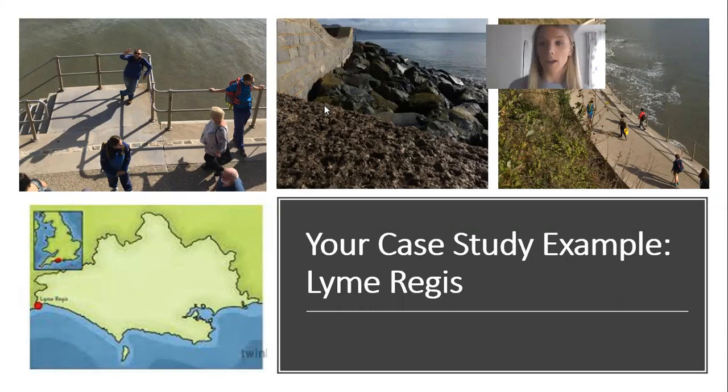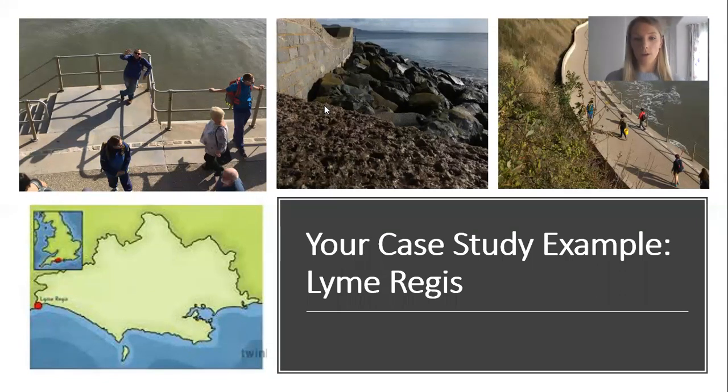So an example which you have studied. As part of the coast unit, you need to know an example of a coastline which has been protected. So we have taught you about Lyme Regis in the UK, which is in the county of Dorset. This is the Jurassic coastline along the southern coastline of the UK. Okay, so it's here.